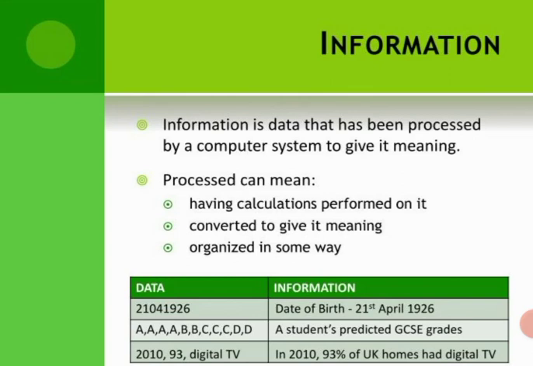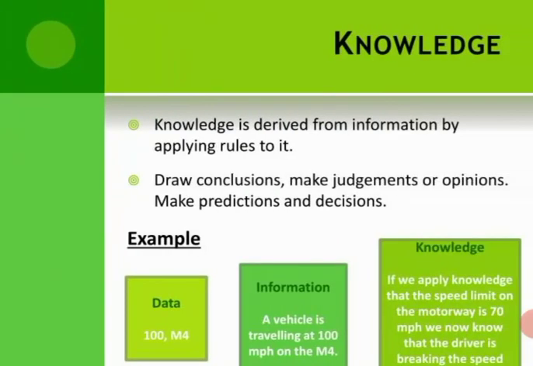It might be anything. It might be this, it might be that. So that's information for us now. Knowledge. So, what is knowledge? Knowledge is derived from information by applying rules to it.